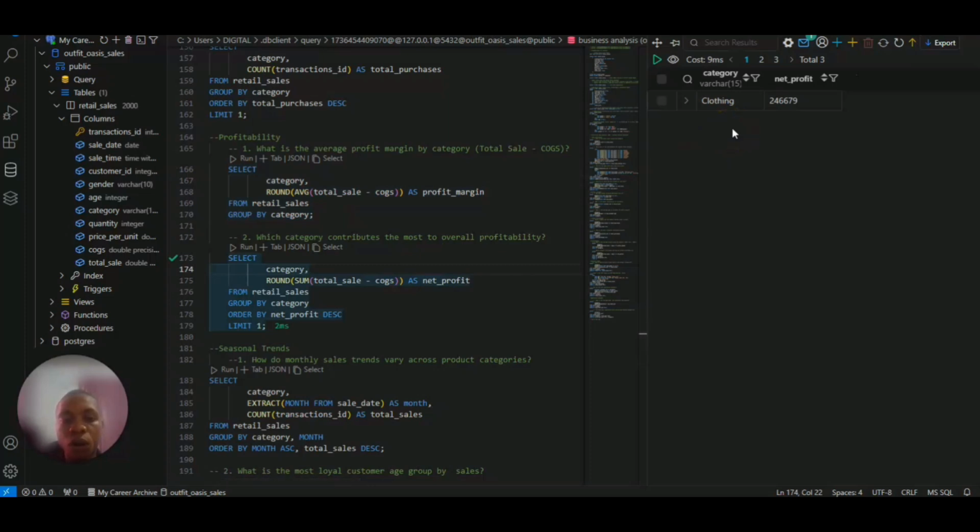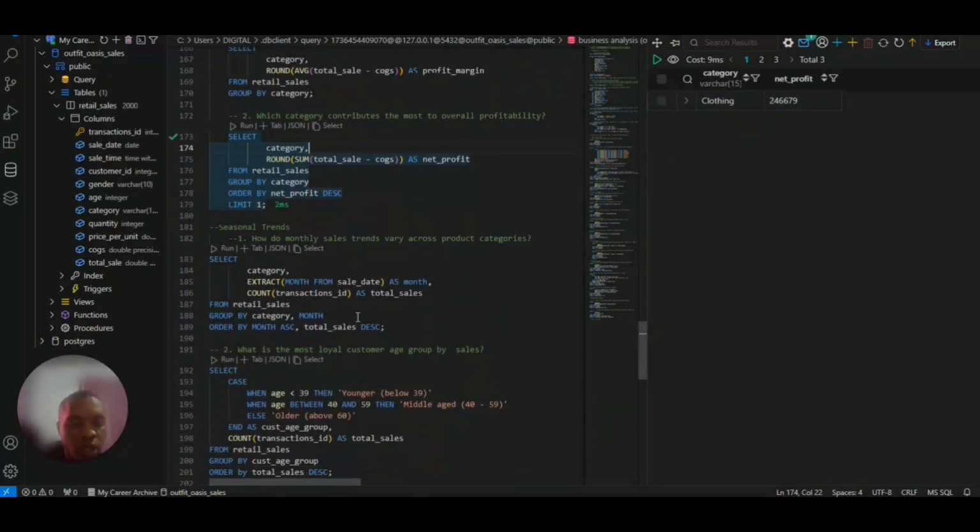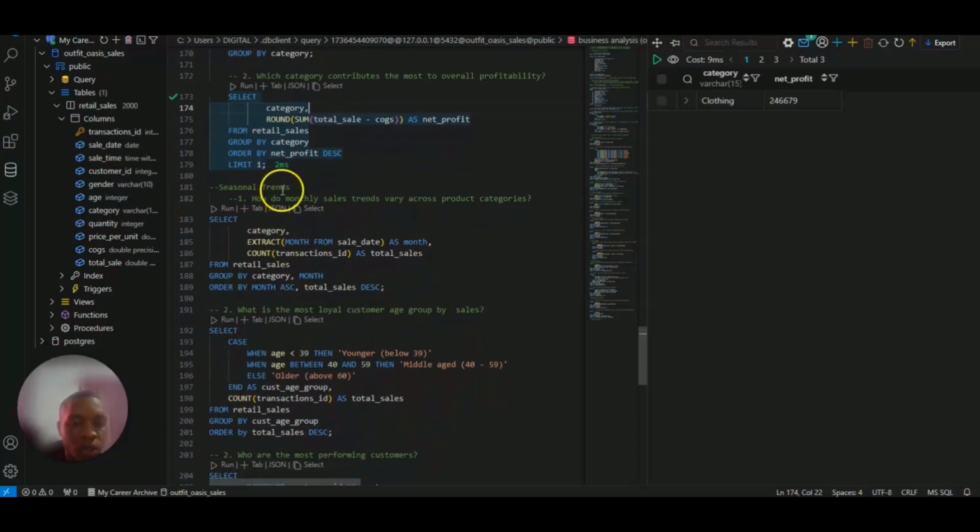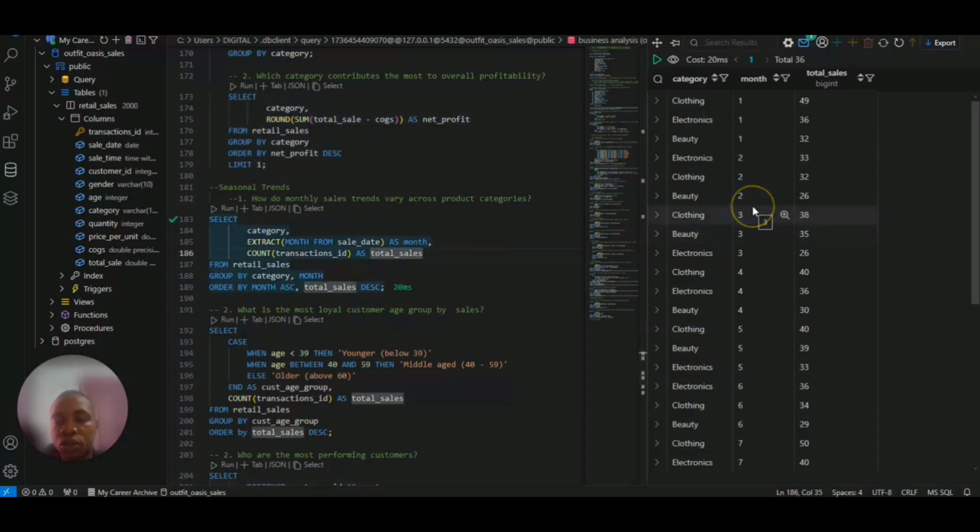You can see we're doing more clothing, which is bringing in more revenue with over 246K in net sales. And then the next part is on seasonal trends, which has the number one question: how do monthly sales trends vary across products? This is the trend of how our sales are doing.